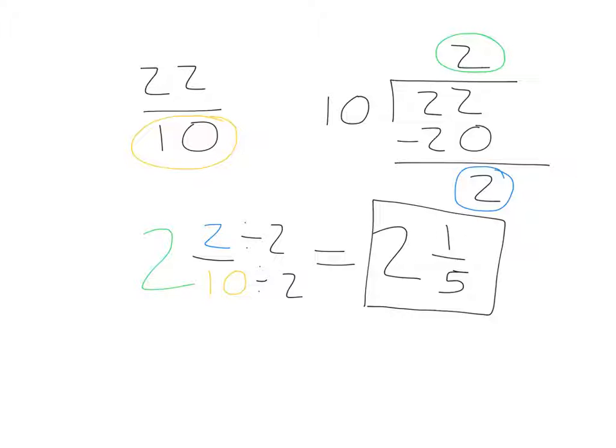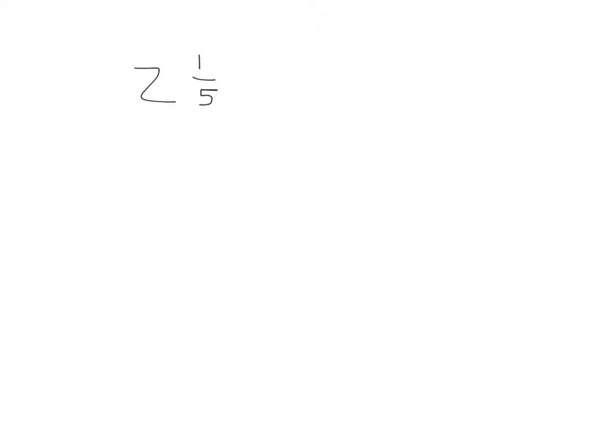So the 22 over 10 that we had started with, how would we work backwards then? So if I have 2 and 1/5, which is a mixed number, and I know that it's a mixed number because it has a whole number, in this case 2, and it has a fraction, in this case 1/5, how do I move from that to making it an improper fraction?